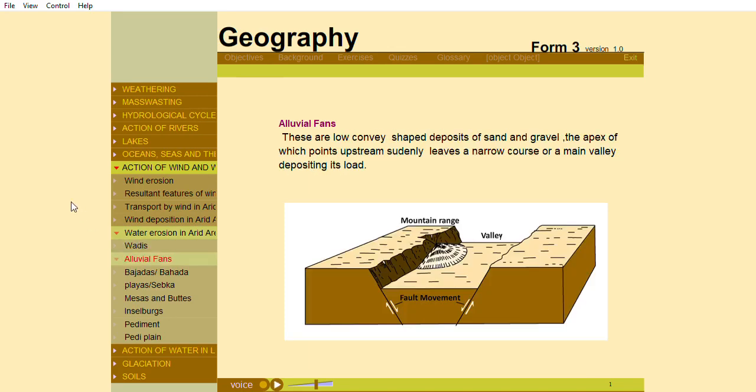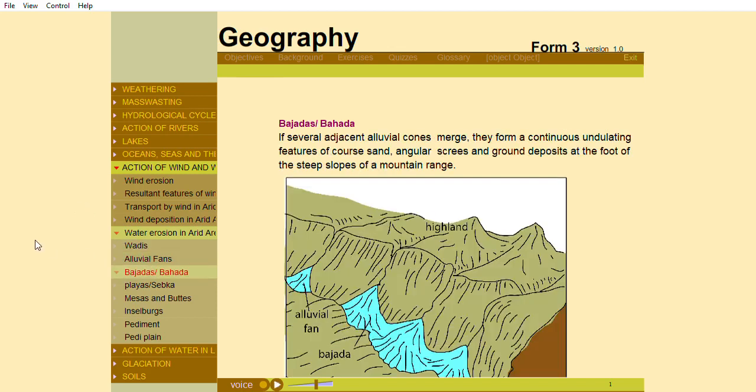Alluvial fans. These are low convex-shaped deposits of sand and gravel, the apex of which points upstream, where a stream suddenly leaves a narrow course or a main valley, depositing its load. Bajadas or bahada. If several adjacent alluvial cones merge, they form continuous undulating features of coarse sand, angular screes, and ground deposits at the foot of the steep slopes of a mountain range.